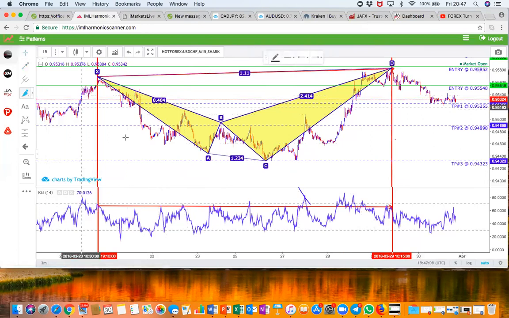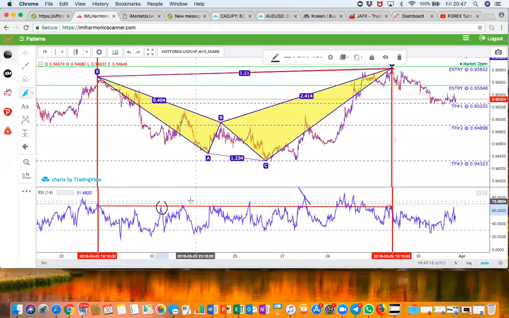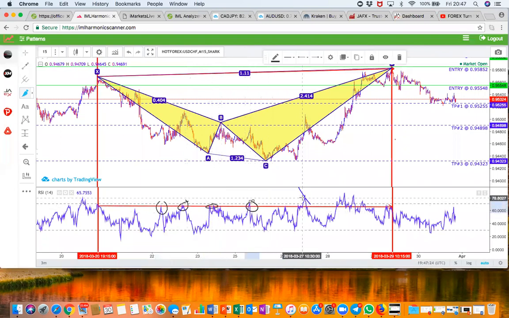And another reason why it's also not a good trade, just one more trick on the RSI. If we look at the RSI, it has touched there, it has touched there, and touched there. That's 3 times. That's 4, 5, and the whole of that.